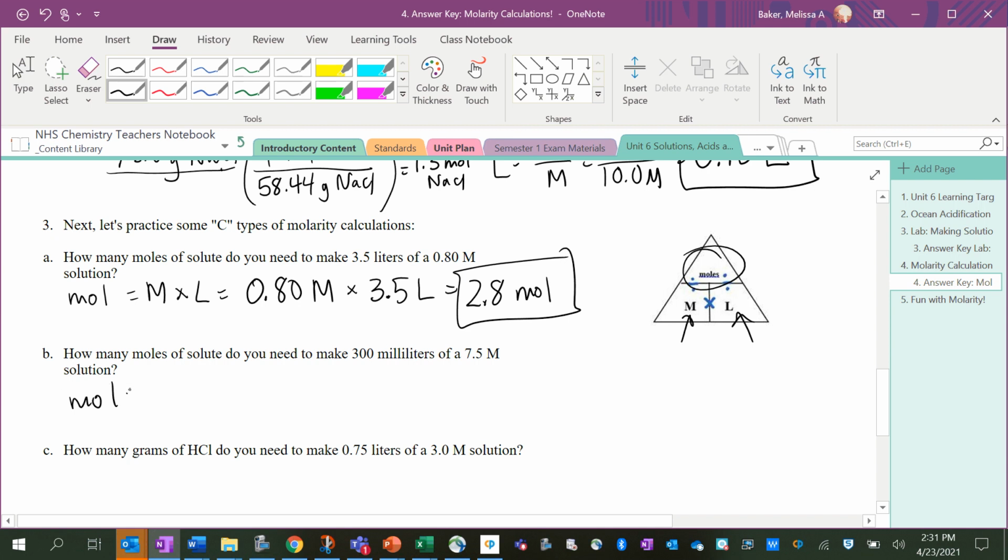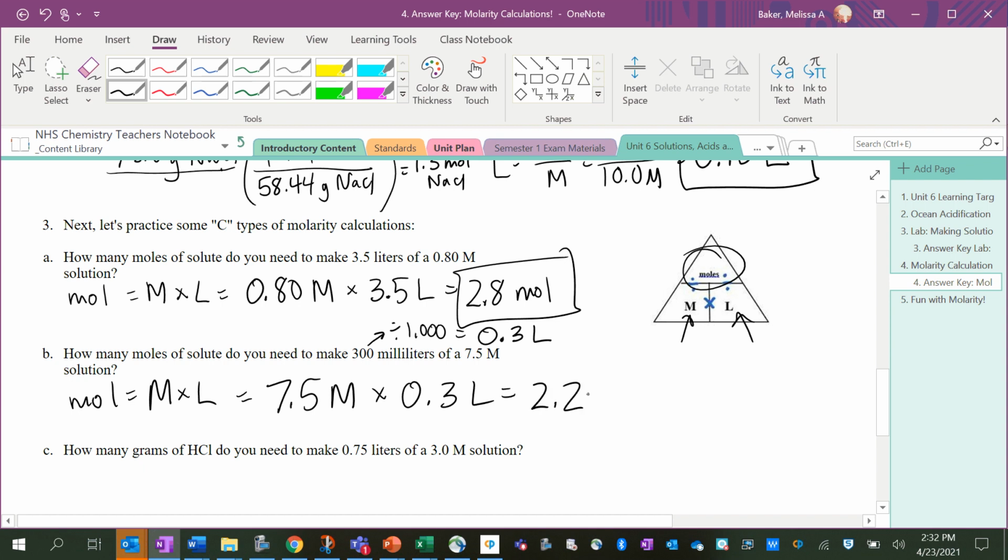Next one, moles is equal to molarity times liters. And this time we've got 300 milliliters. So I need to divide by 1,000 to convert this into liters. My molarity is 7.5 moles per liter times 0.3 liters. How many moles do we need? Typing it in. Answer 2.25 moles.